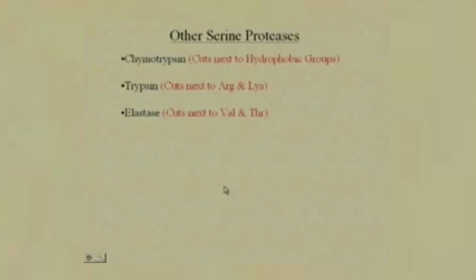So what do we have? We have other serine proteases. Chymotrypsin, where does it cut? It cuts next to hydrophobic groups. What do we mean by cut? It means it chops up the polypeptide chain. That's essentially what it's doing. Trypsin will cut next to arginine and lysine, so it is cleaving after basic amino acid residues.